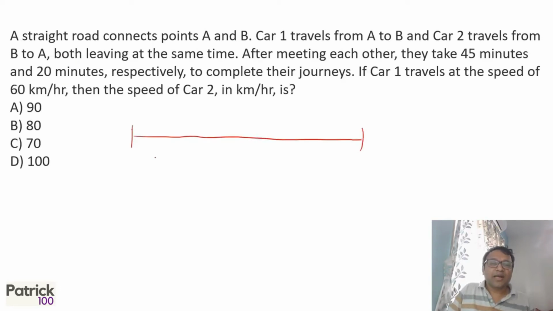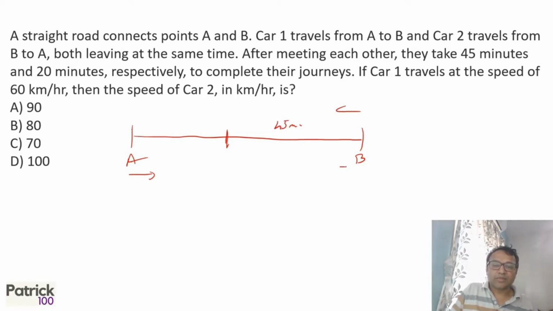A straight road connects points A and B. Car 1 travels from A to B and car 2 travels from B to A. So there's A to B and B to A travel. And after meeting, so if they meet at one point, they take 45 and 20 minutes. So he will take 45 minutes out here. He will take 20 minutes out here.